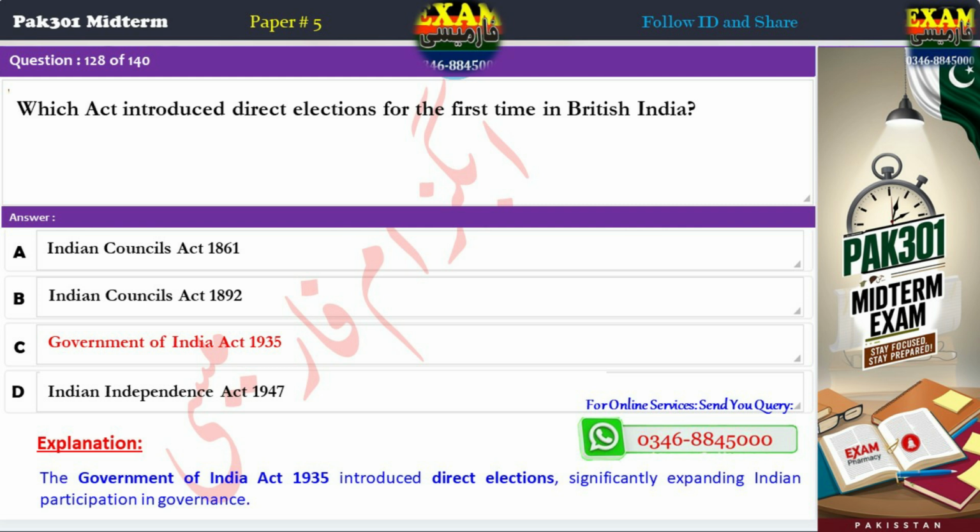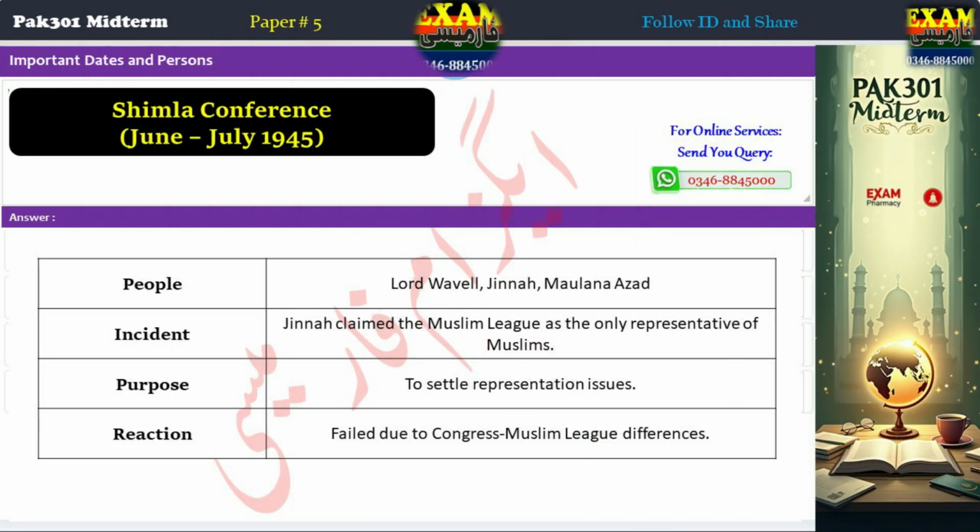Explanation. The Government of India Act 1935 introduced direct elections, significantly expanding Indian participation in governance. Simla Conference, June-July 1945. People: Lord Wavell, Jinnah, Maulana Azad.